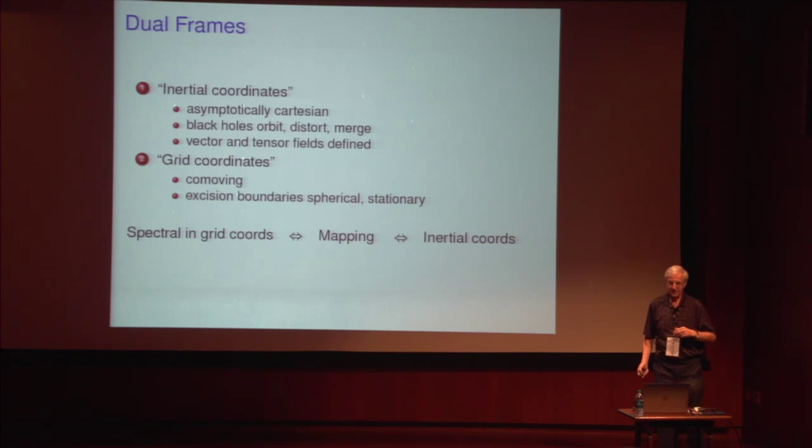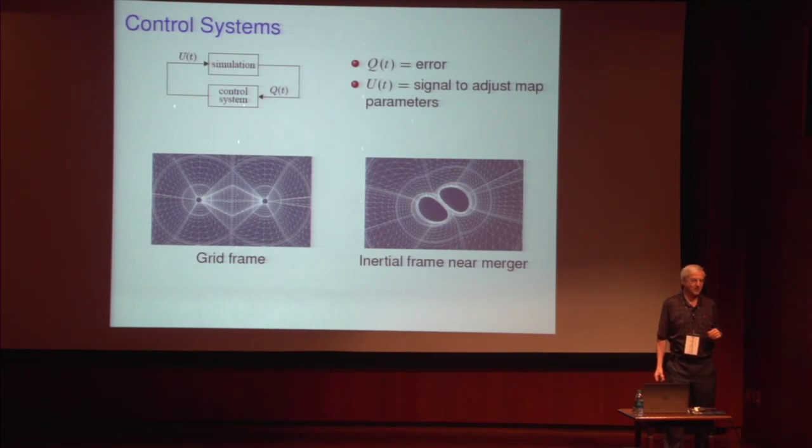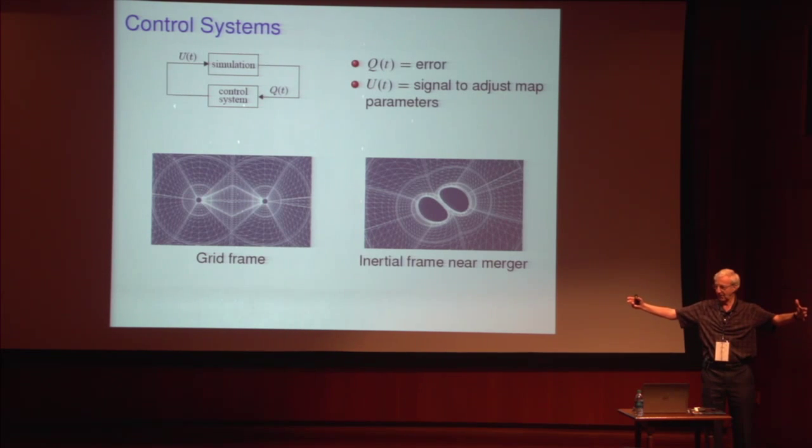Now, in order to do that, I need a mapping, a time-dependent mapping that goes between my co-moving coordinates and the physical coordinates that are inertial coordinates at infinity. How do you do that? Well, we borrowed something from the engineering literature, which is control systems. Basically, what you do is you measure the position of the black holes, how much it's moving in time in your physical reference frame, and use that, so that's an error that you then feed back into the mapping to keep the computational grid stationary.